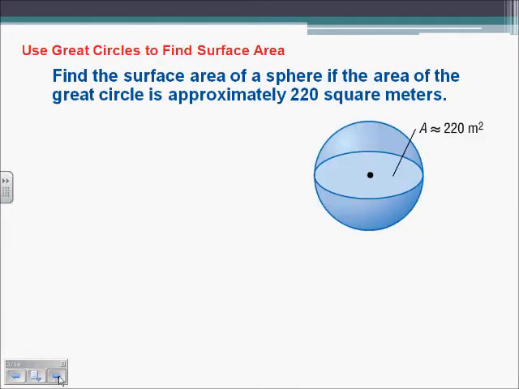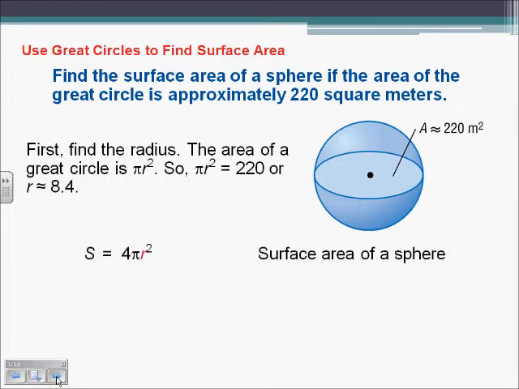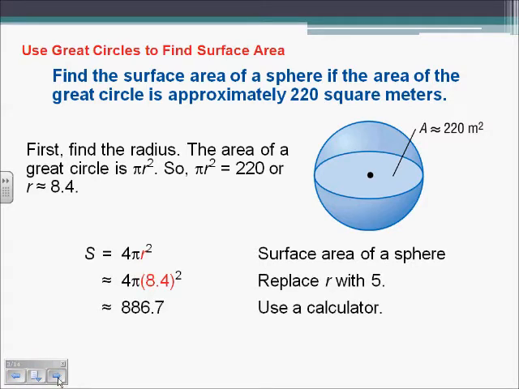Here we're asked to find the surface area of a sphere if the area of the great circle is approximately 220 square meters. So we know area of a circle is going to be pi r squared, so we set our 220 equal to pi r squared, divide both sides by pi, take the square root. Our radius is going to be approximately 8.4. We plug that radius then into our surface area formula, so we got 4 times pi times 8.4 squared. So when we plug that in, we're going to get approximately 886.7, and that's going to be meters squared.